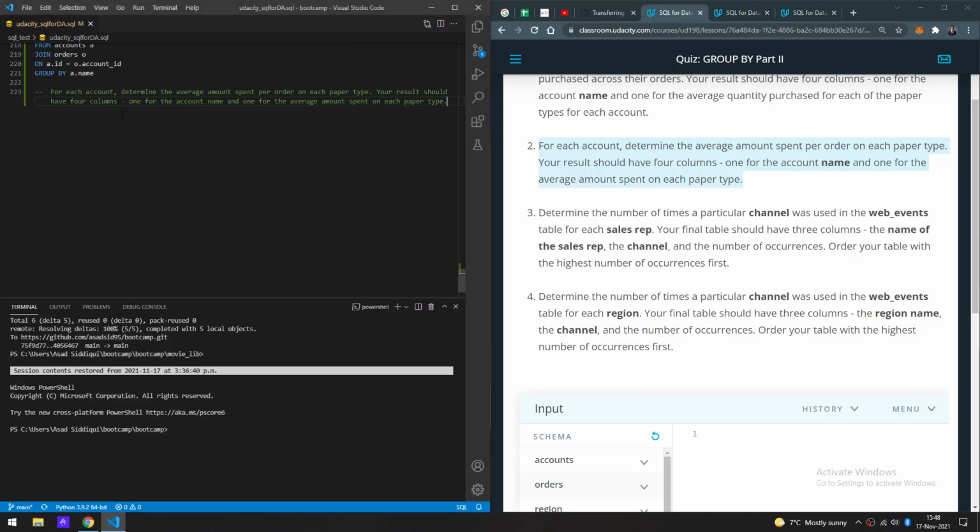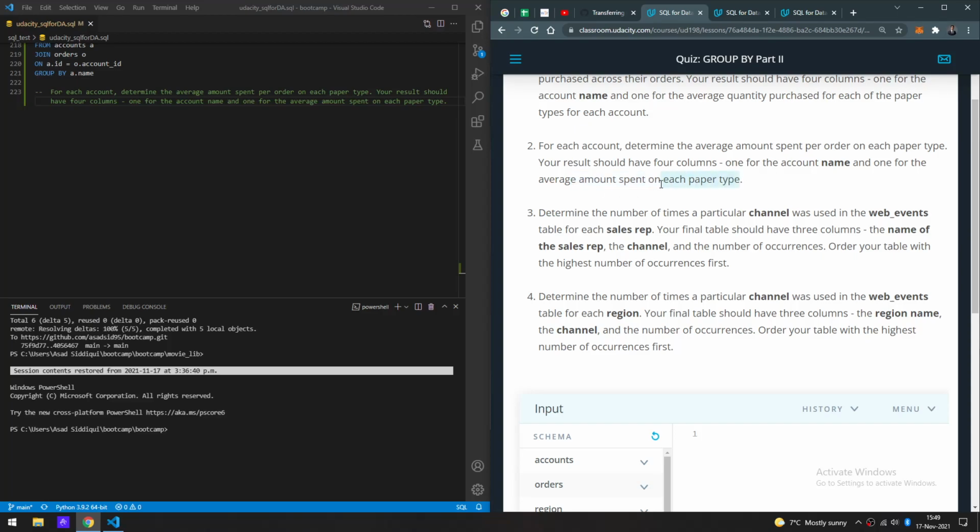And moving on to the next one, I just copied this over here and commented that out. So essentially for each account, determine the average amount spent per order on each type per order. Your results should have four columns, one for the account name and one for the average amount spent on each paper type.